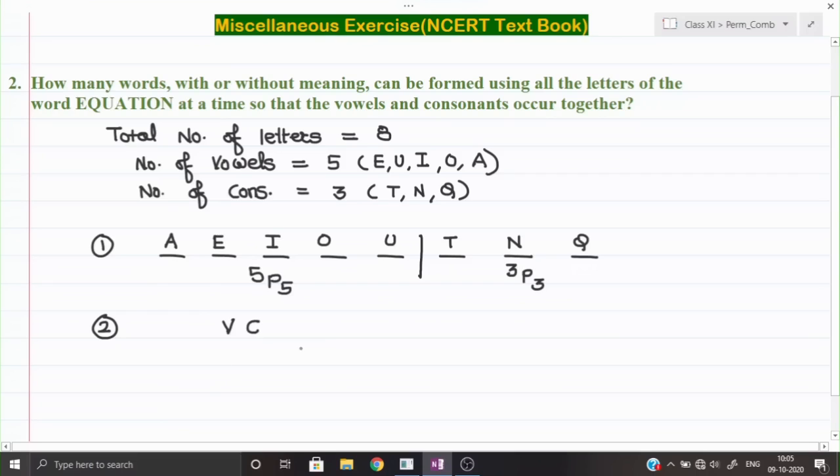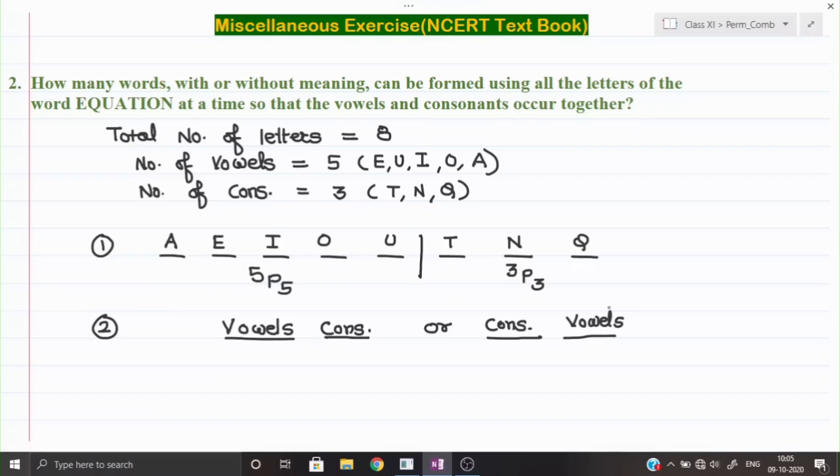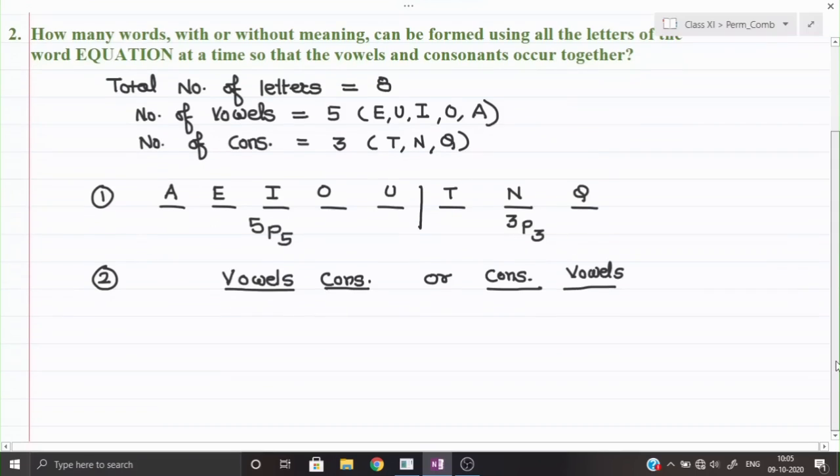I can take the consonants first also, means here vowels are coming first and then consonants. Or the consonants are coming first and then the group of vowels, that is also possible. So there are two ways: either vowel then consonant will come, or consonant and then vowel will come. So there are two ways to arrange the group of vowels and consonants.